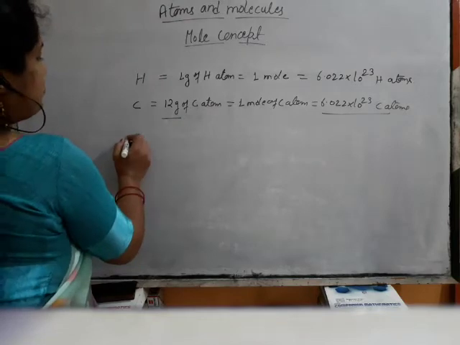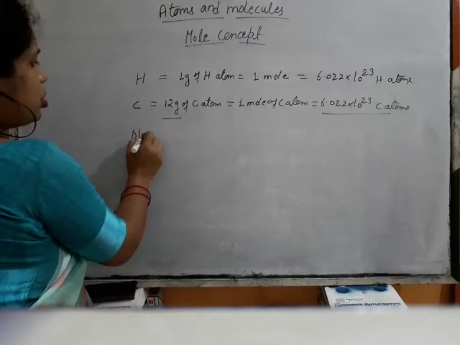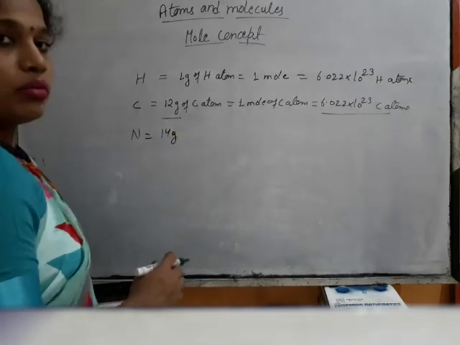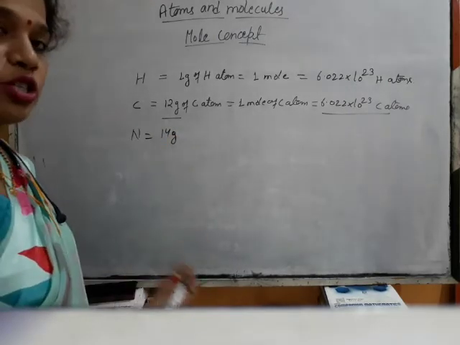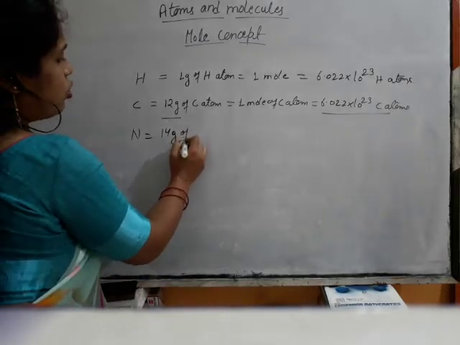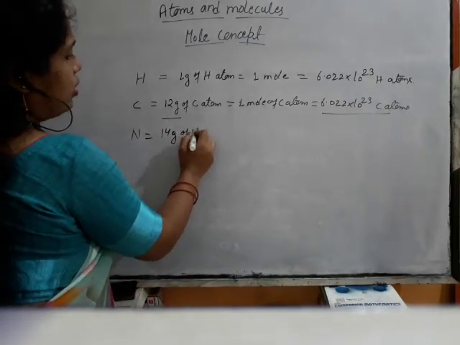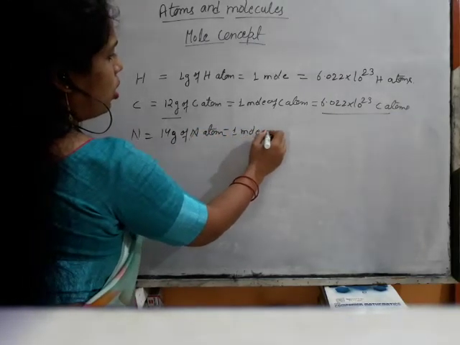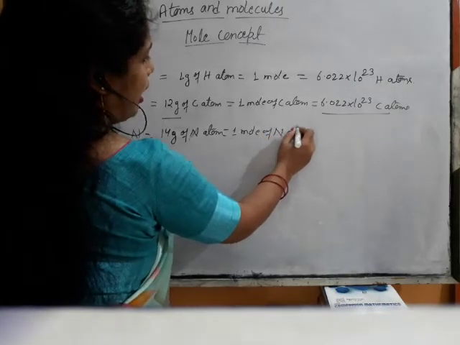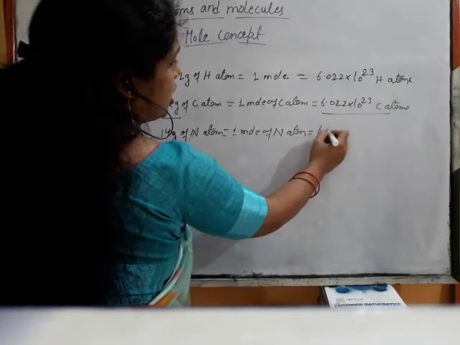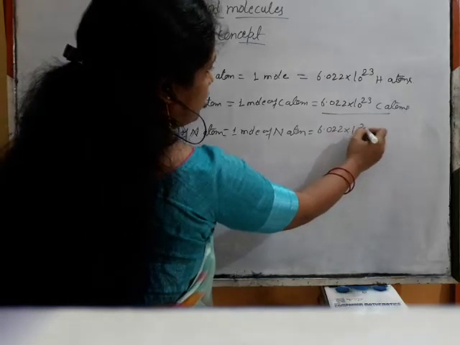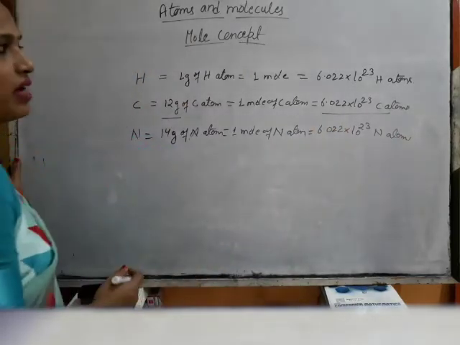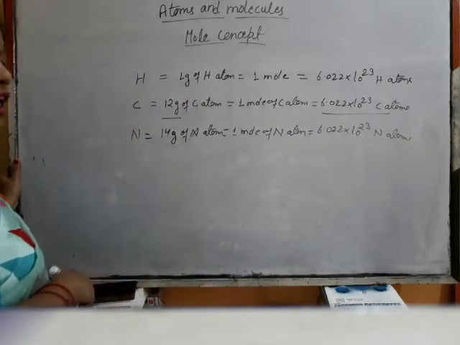Okay. Then let us take nitrogen. The gram atomic mass of nitrogen is 14 gram. So 14 gram of nitrogen atom, that means 1 mole of nitrogen atom, is equal to 6.022 into 10 raised to the power 23 nitrogen atoms. Now 3 examples we have discussed of atoms. Now let us do molecules.